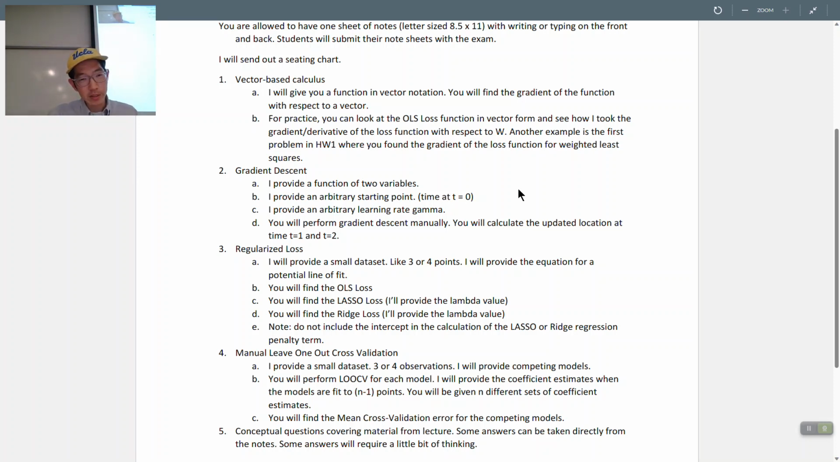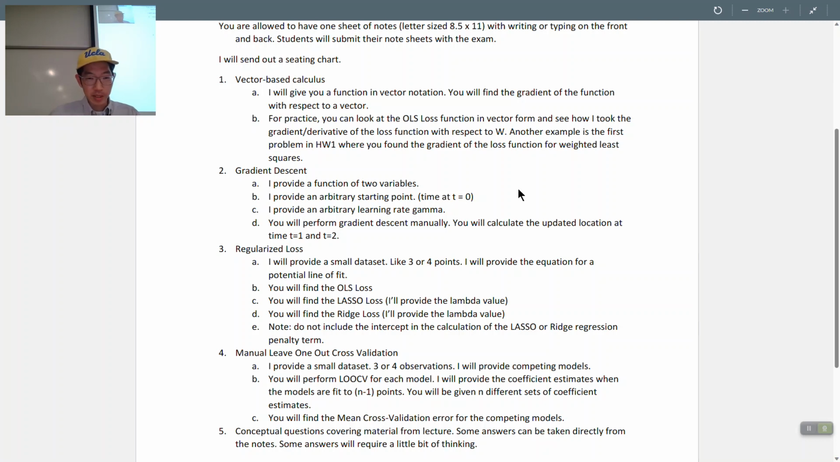Second one, we've got gradient descent. I'll provide a function. It'll be two values coming in, 1 value going out. I'll give you some arbitrary starting point and an arbitrary learning rate, and you will perform gradient descent. So you'll figure out the gradient at that starting point, and then you'll take a step in the opposite direction.